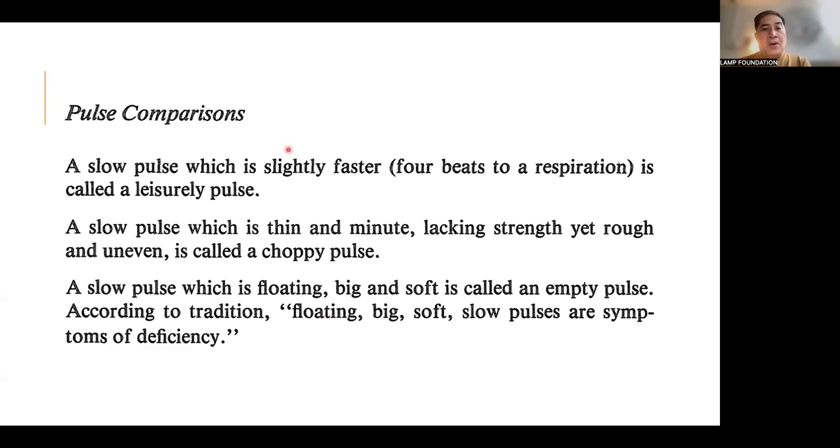A slow pulse which is slightly faster is called a leisurely pulse. So leisurely pulse is slightly faster than a slow pulse. A slow pulse which is thin and minute, lacking strength, yet rough and uneven, is called choppy. So the key words here are rough, weak and slow, thin and minute. Slow pulse, which is floating, big and soft, is called an empty pulse. According to tradition, floating, big, soft, slow pulses are symptoms of deficiency.